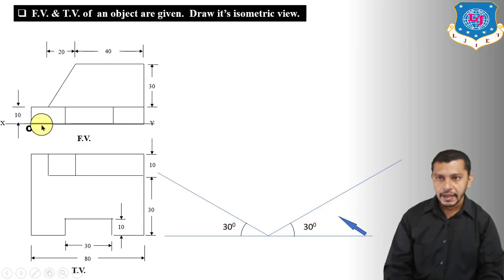So the length of the bottom plate is 80 mm, height is 10 mm, and width is 40 mm. So first of all, let us draw the cuboid for the bottom plate having length 80, width 40 and height 10 mm.